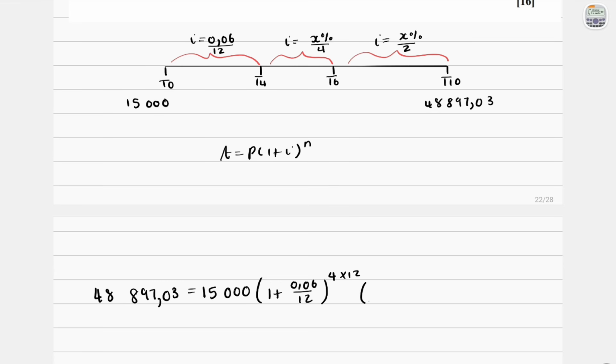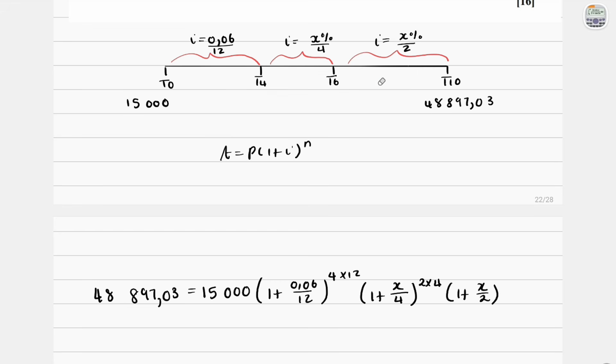And then we'll say multiplied by, and what do we have? We have 1 plus X over 4 raised to the power of, and this was for 2 years, but it was compounded quarterly. So you'll say 2 times 4. So it is 8 quarters in total. And then multiplied by 1 plus, and our interest there is X over 2.